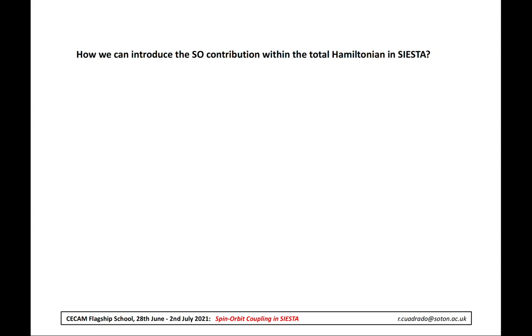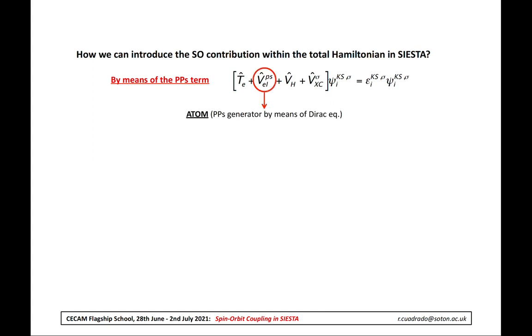Now the next step is to include the spin orbit coupling in the total Hamiltonian of SIESTA. So how can we do it? This is done by means of the pseudopotential formalism. In SIESTA, to construct the pseudopotential, we use the atom program, which can obtain the pseudopotential by solving the Schrödinger equation or the Dirac equation for an isolated atom.